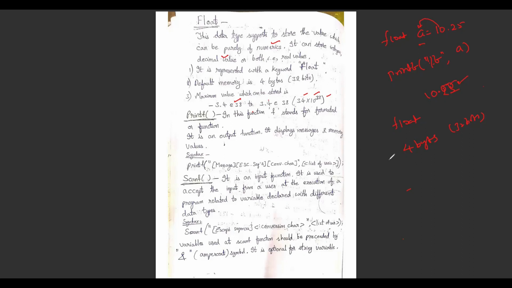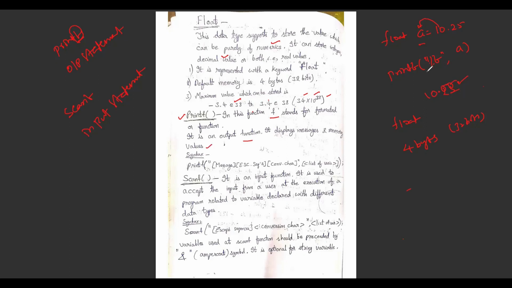Then you have the print statement, which is your output statement, and you have scanf, which is your input statement. Is that point clear? So we are going to take these two things. Printf, in this function, f stands for formatted. It is an output function. It displays the messages and memory values.